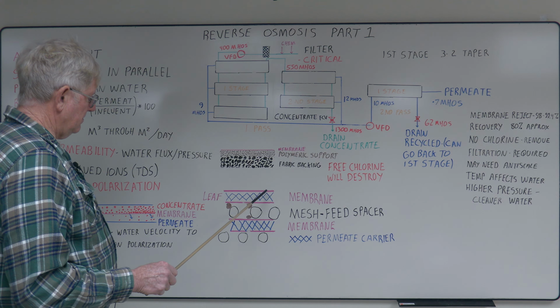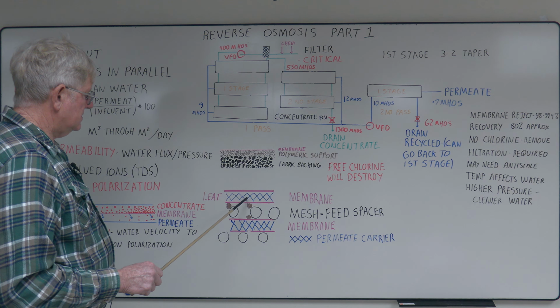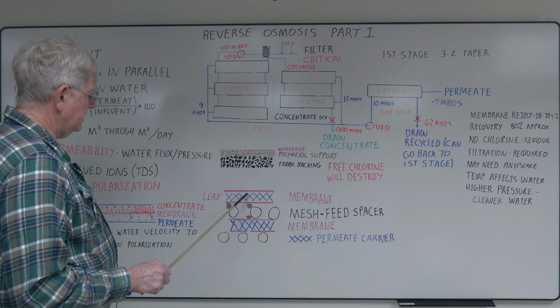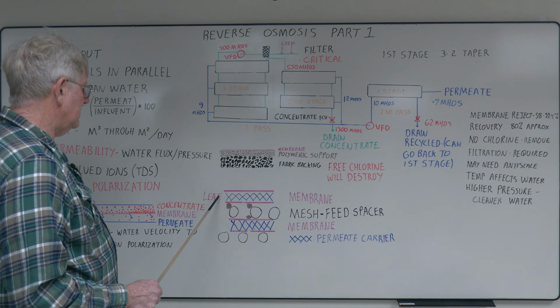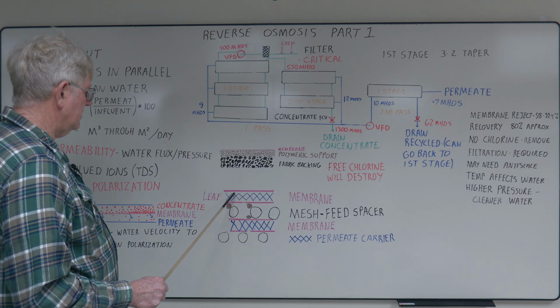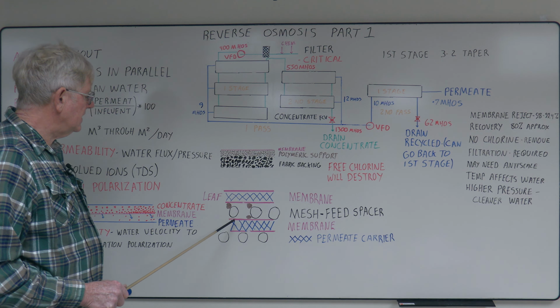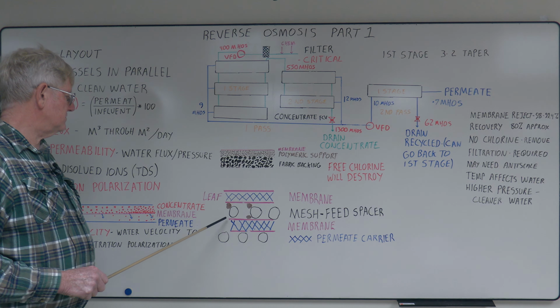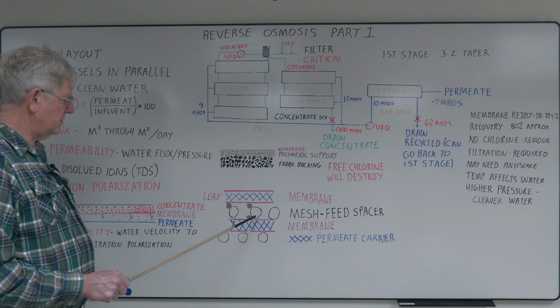Here's the actual membrane construction. It's called a leaf. You have two of these together. So you have your membrane, and then you have the permeate carrier in between. This carries all the water that's collected. This is your mesh, your feed spacer. It looks kind of like a netting, but it's actually designed to maintain a water flow across the membrane surface.